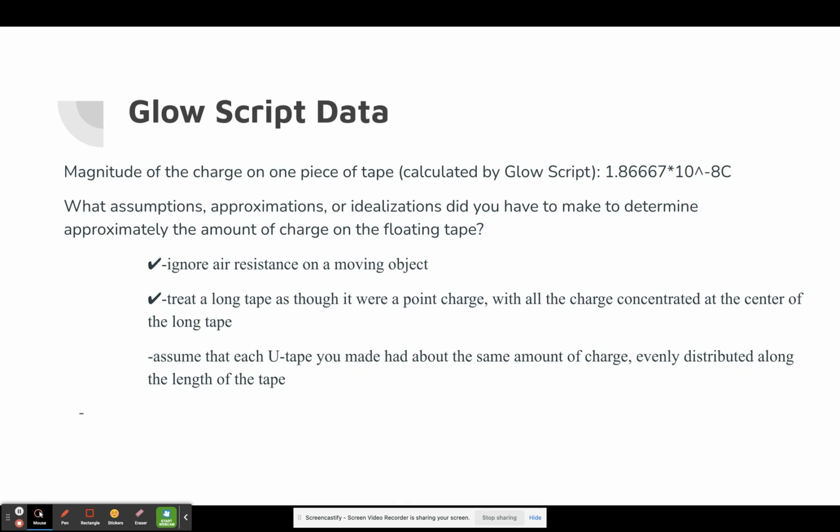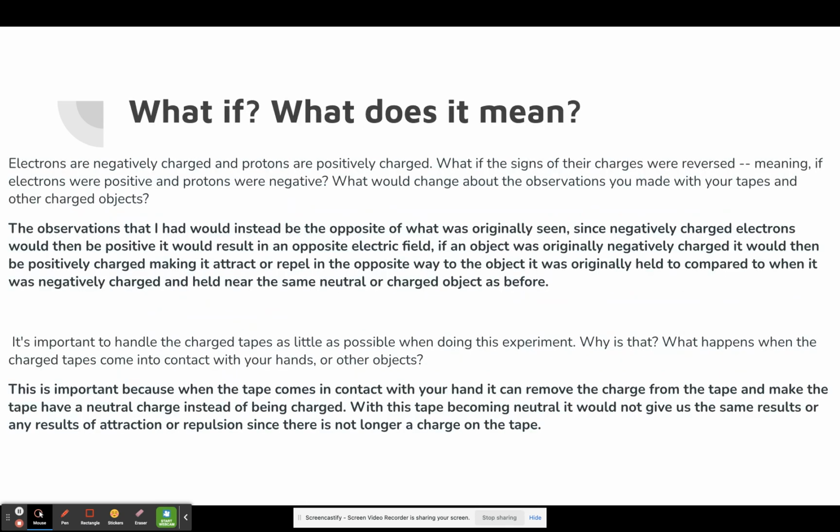For our assumptions, we ignore air resistance on a moving object. We're also going to treat the long tape as a point charge in order to rearrange our equations and calculate the charge correctly.